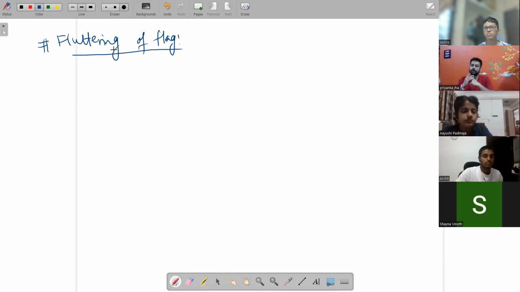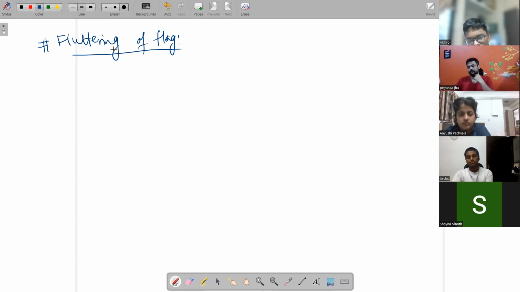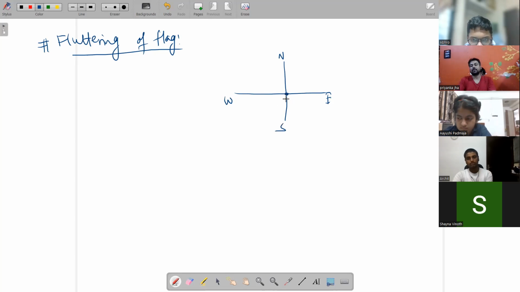But this is not the case of a moving object. Suppose flag is mounted on the car. Car is also moving. Then flag will flutter or fly in the direction in which wind will blow with respect to car. Suppose wind, this is east, west, north, and south. Suppose here flag is mounted, and this point is at west. And wind is blowing, suppose in this direction. So obviously flag will flutter towards north only.